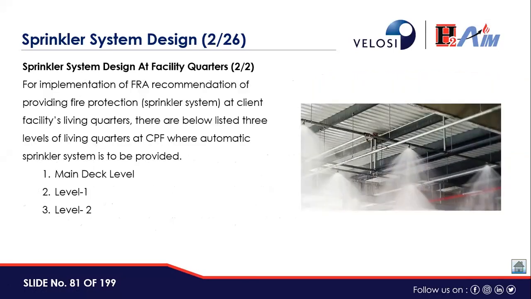For the implementation of this recommendation, below are the listed 3 levels of living quarters at CPF where the automatic sprinkler system has to be provided. One was the main deck level, second was level 1, and the third was level 2. So these were the 3 levels in which there should be an automatic sprinkler system.